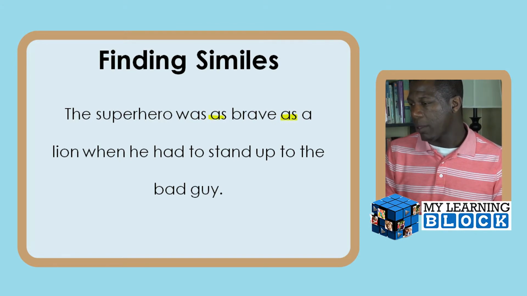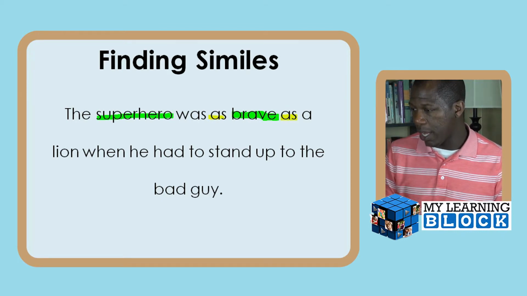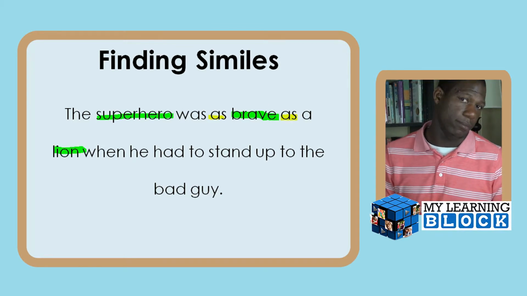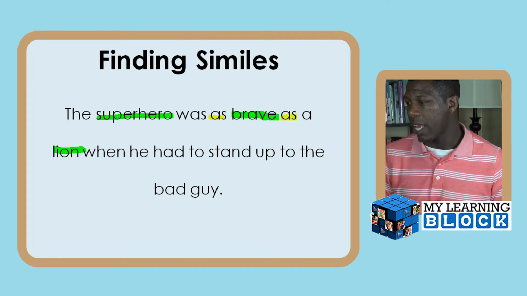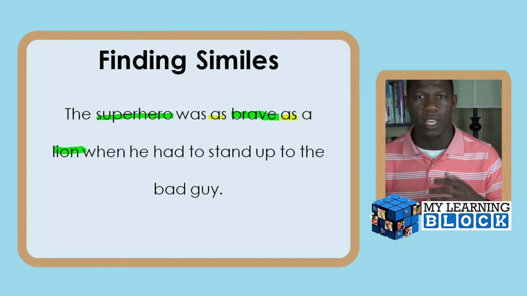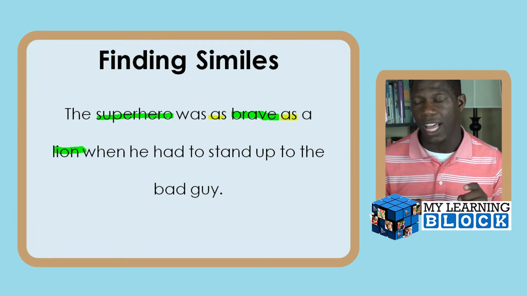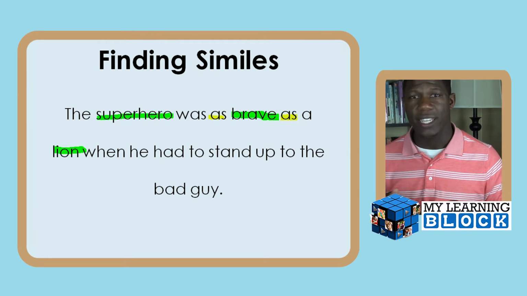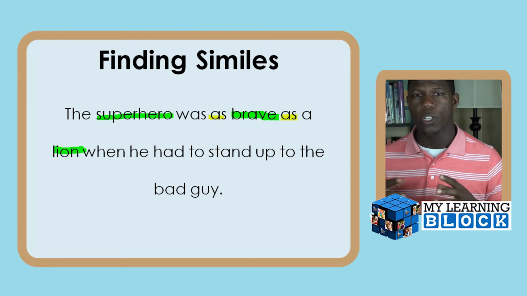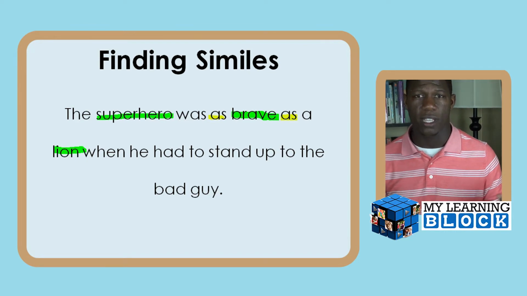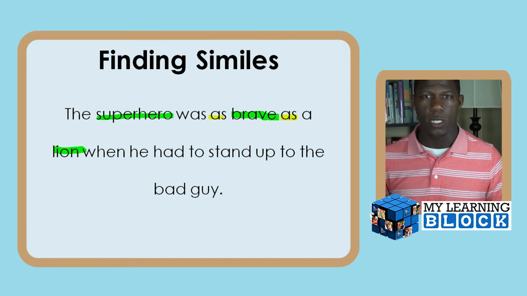All right, so what am I comparing in here? The superhero as brave. So the superhero is as brave as a lion. I guess lions are brave animals. So the superhero was as brave as a lion when he had to stand up to the bad guy. The context clues tell me that there's a superhero and there's a bad guy, and the superhero was as brave as a lion. So in this instance, you can get an understanding of how truly brave this guy was. He was as brave as the king of the beasts, the lion.